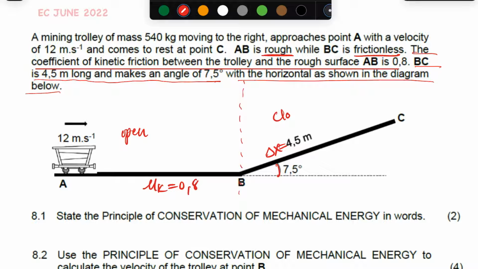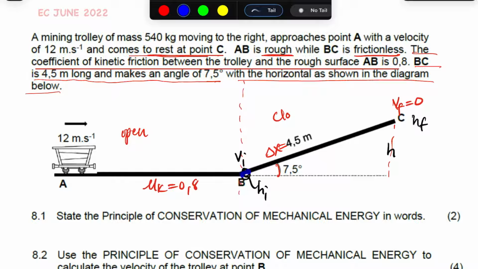So when the trolley reaches point C, the final velocity is 0 there because we are told it comes to rest at C, right? Another important thing: at C it has a height, which is the final height. Here at the bottom is the initial height. The velocity that it reaches at point B is going to be the initial velocity in this track, and that will be the final.